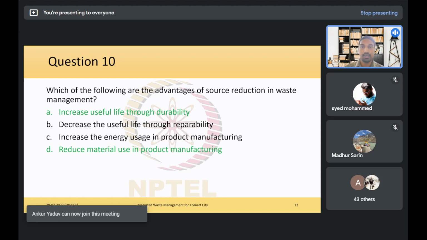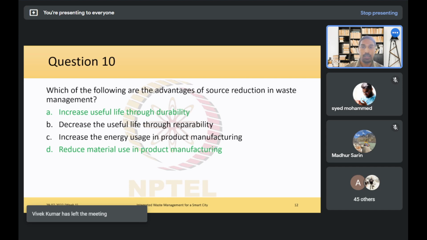It's putting it in a negative aspect. Option B is saying decrease the useful life through repairability. So we will not be decreasing the useful life when we are doing repairing, right? If a material is repairable, it's only going to increase its useful life because we could repair it and use it again. So option B is not a correct option.